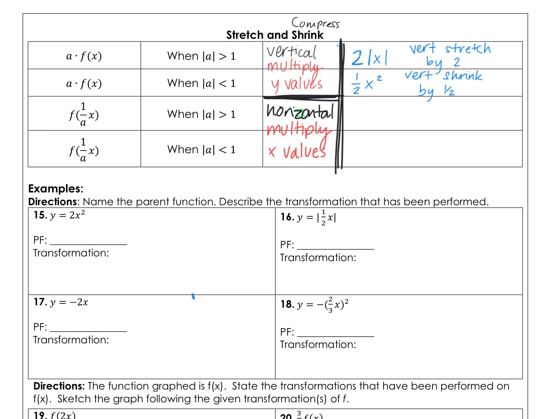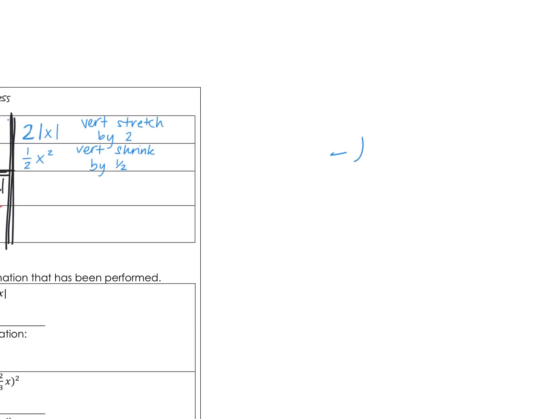When it's inside the expression, which is when it gets weird, if you remember from yesterday, when I have something like x plus 2 squared, when it's inside, it's a liar. It goes opposite of what you think. You'd think it goes right, but which way does it go? Left. Inside is a liar. So you end up subtracting 2 from your values instead of adding 2.